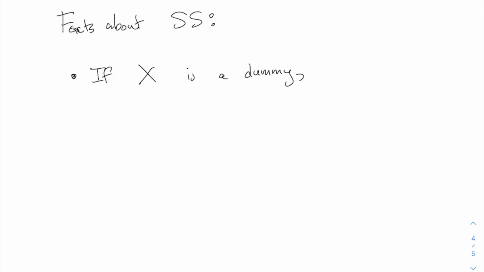So I'm going to say if X is a dummy, then X is never pivotal, right? That's because a dummy is not capable of ever influencing the outcome. And so in particular, when you do that chart, you're never going to circle the dummy because they are never the ones who make the difference, right? So then X is never pivotal.